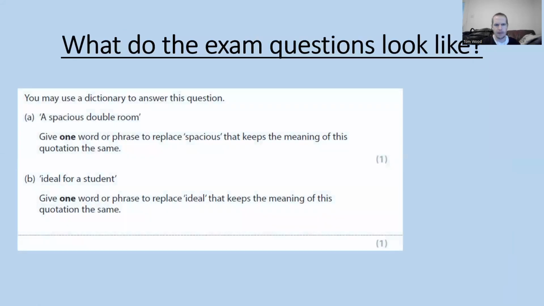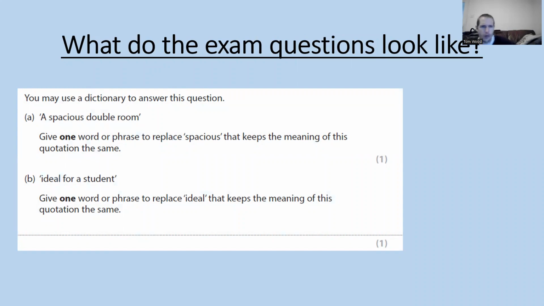So in the exam, we're going to see something that looks like this. We can use a dictionary here. If we are worried about what the word means, it can be really useful because in this case, where it says a spacious double room, if we look in the dictionary at spacious, it will probably describe it using another word which means the same thing or similar. So a dictionary can be very, very useful there.